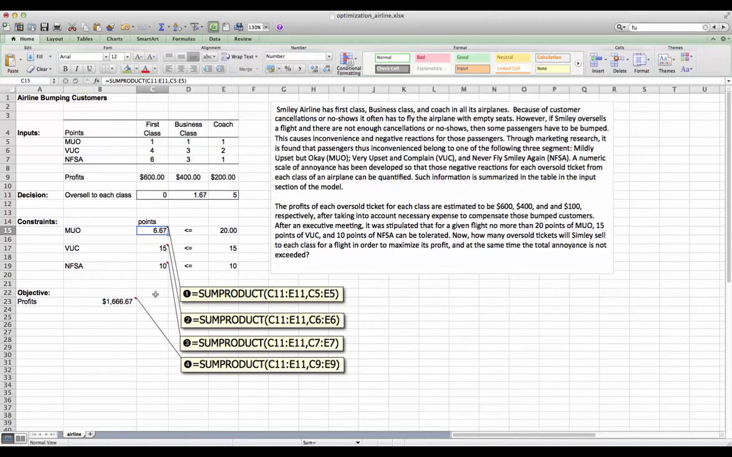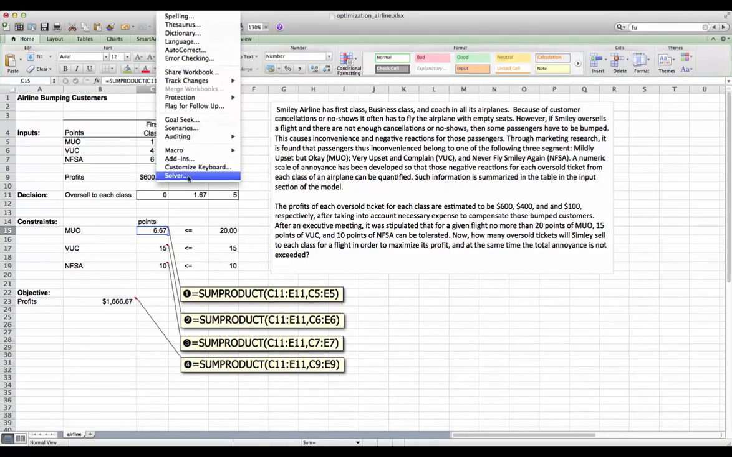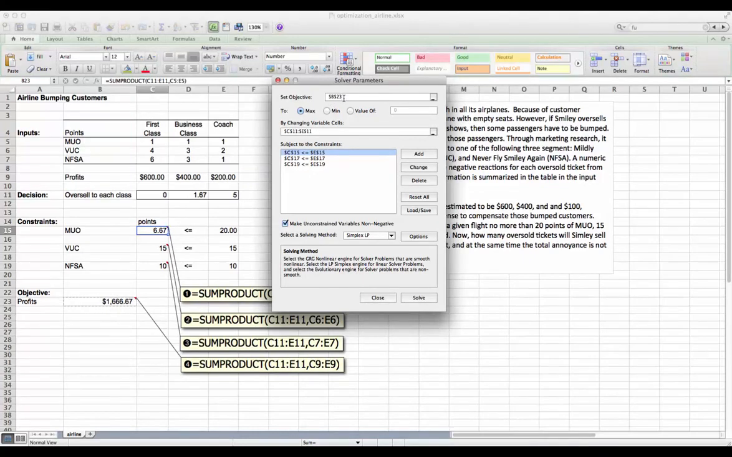All right, now let's run this. Go to Tools, Solver. We want to maximize our profit in B23. Maximize it. And the decision is in C11 to E11. And there are three constraints we are setting up, one for each customer segment. Because everything is positive, we also make unconstrained variables non-negative, and everything is linear here. Let's solve it.